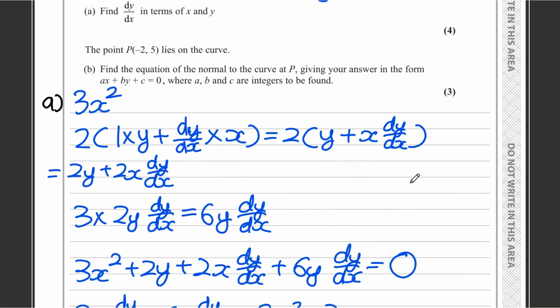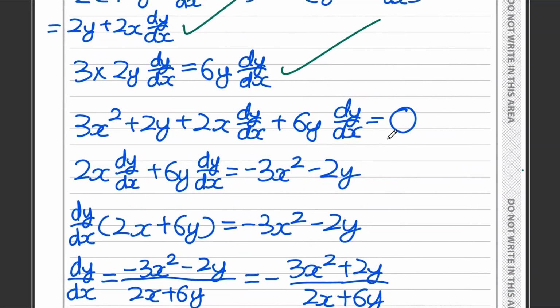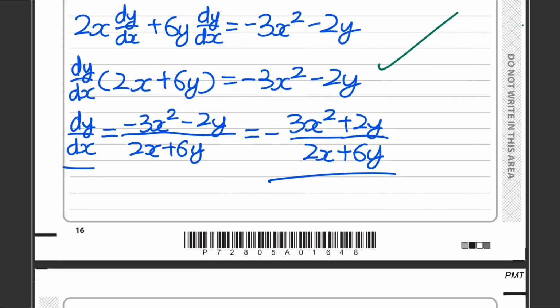This is worth 4 marks. In order to get the 4 marks here, you get 1 mark for getting the 3x squared and the 6y dy over dx. You get another mark for getting this 2y plus 2x dy over dx. You get another mark for getting this equation here and attempting to rearrange to find dy over dx. And you get a final mark for this equation here.